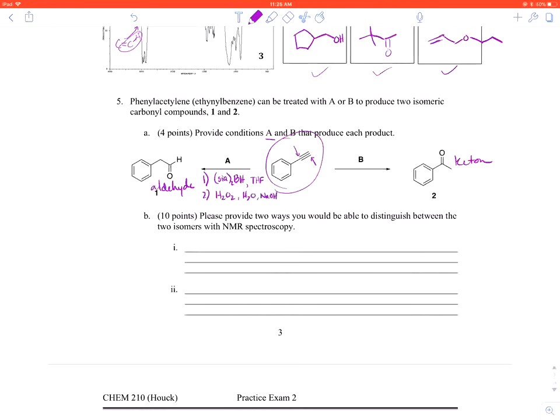Okay, to get a ketone out of this, we would treat it with acid and water. Alkynes are less reactive than alkenes, so they need a little bit more, you need to add a mercury salt. Mercury sulfate is commonly used as a catalyst to get this going.